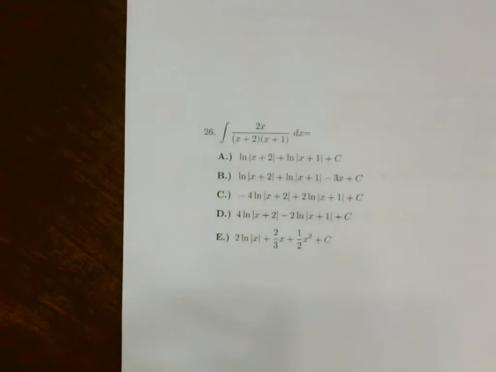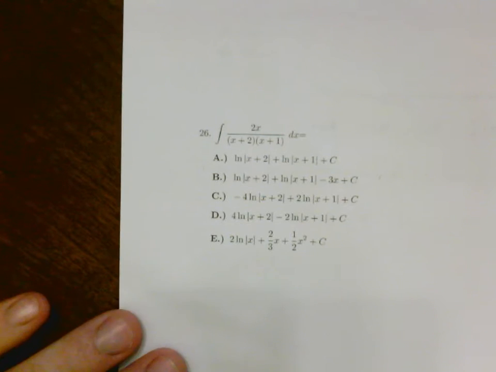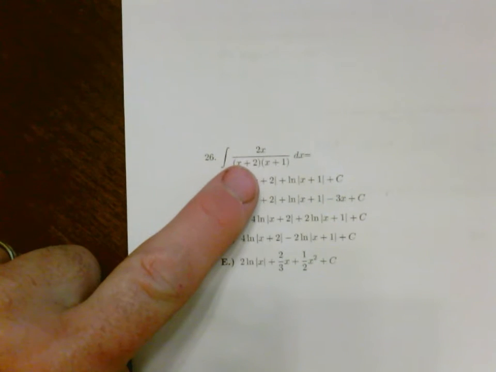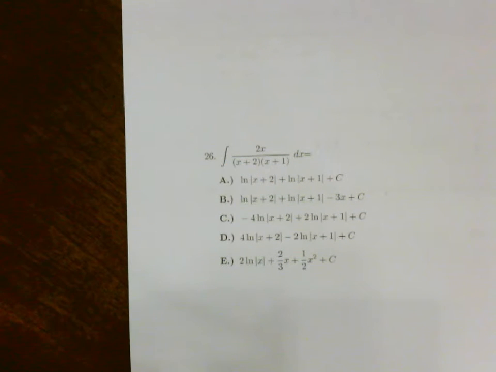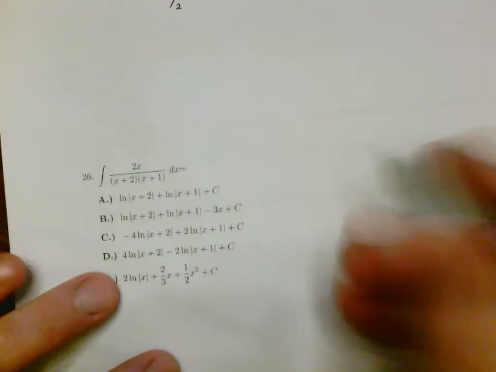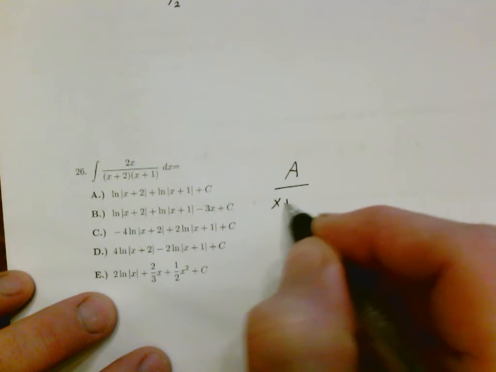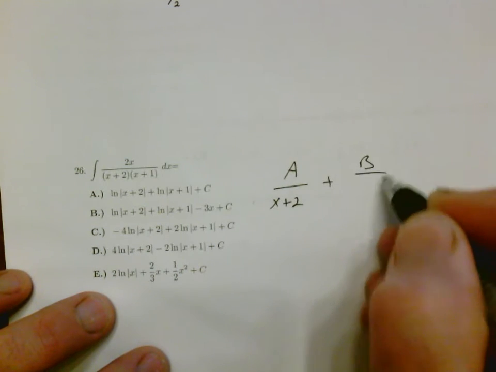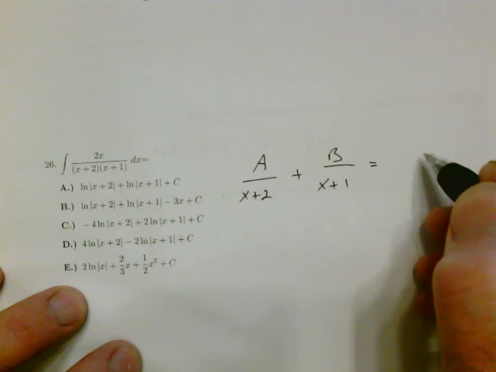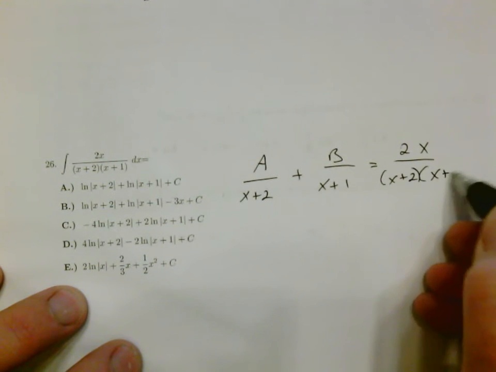Okay, next one. Okay, right away, you should be dreading this. Well, you shouldn't be dreading it, but I know you are because nobody likes this. You know that this is going to be partial fractions. So you know you're going to have to split this apart into two different fractions, and you're going to have to integrate each piece. So away we go. So I'm going to have a all over x plus 2 plus b all over x plus 1 is equal to 2x all over x plus 2 times x plus 1.